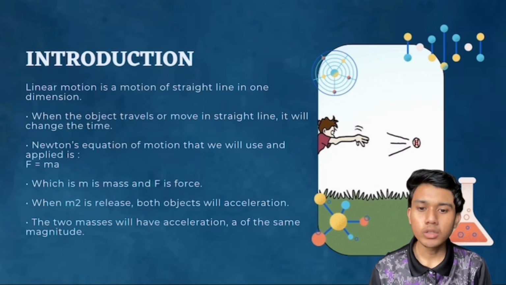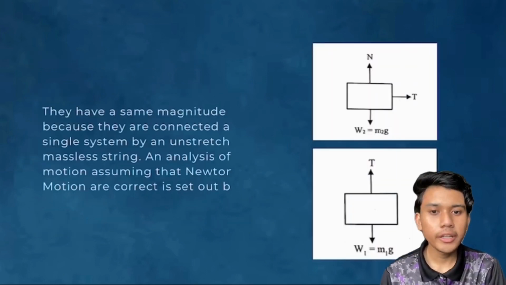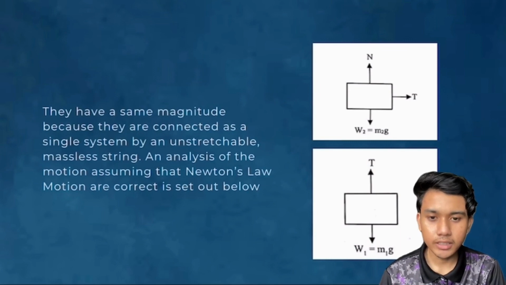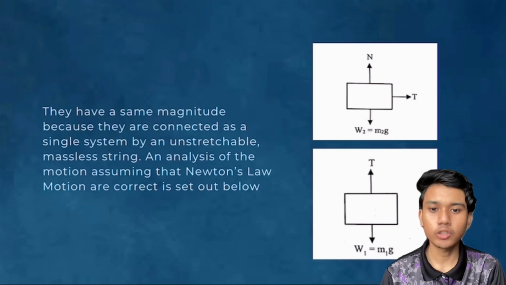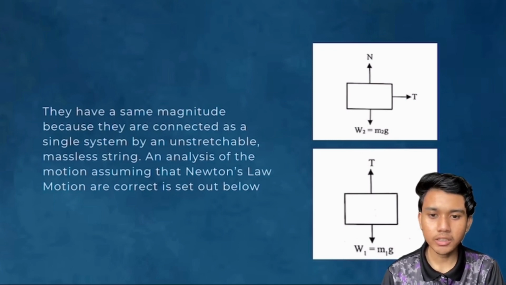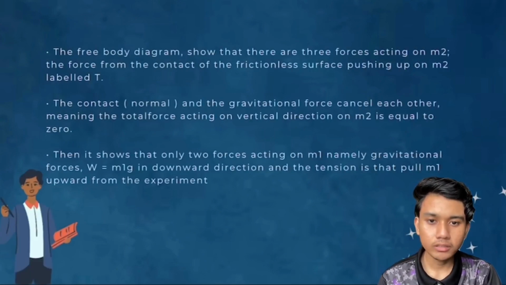The two masses will have acceleration a of the same magnitude. They have the same magnitude because they are connected as a single system by an unstretchable, massless string. An analysis of the motion, assuming that Newton's laws of motion are correct, is set up. Also, the free body diagram shows that there are three forces acting on M2.